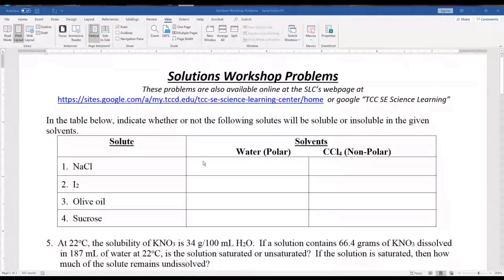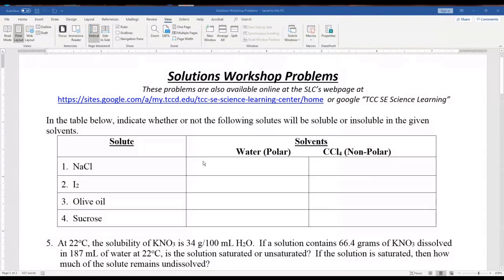Today's workshop is going to be covering solutions. We're all about solutions in chemistry. All right. So the first thing I want to deal with is the principle of solubility.